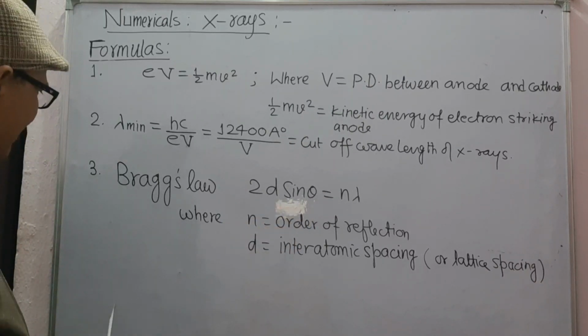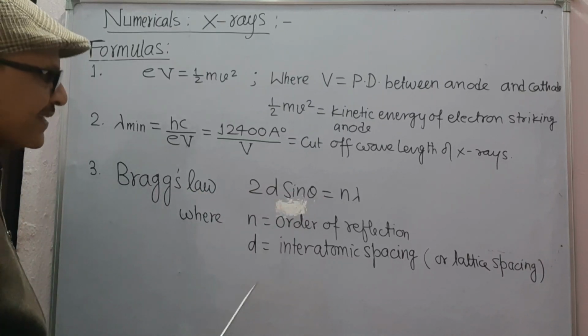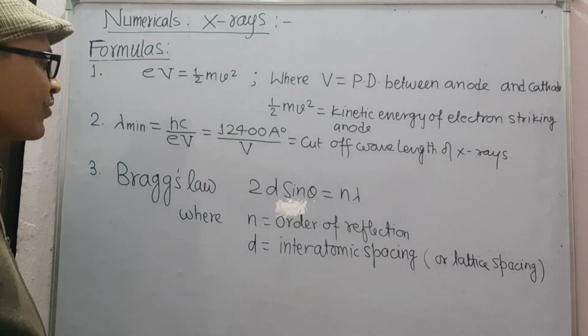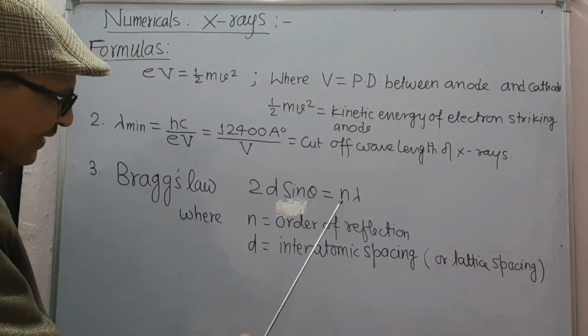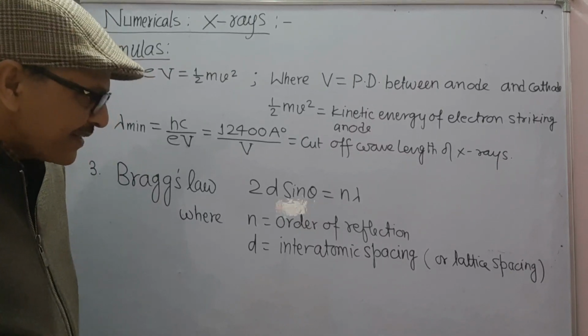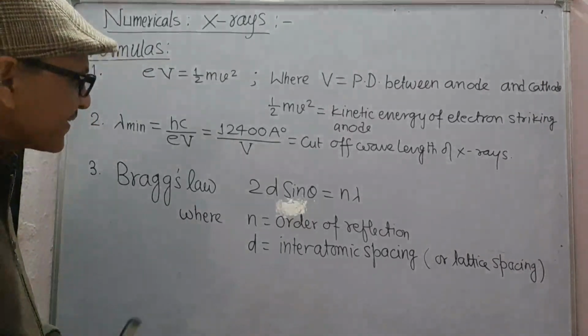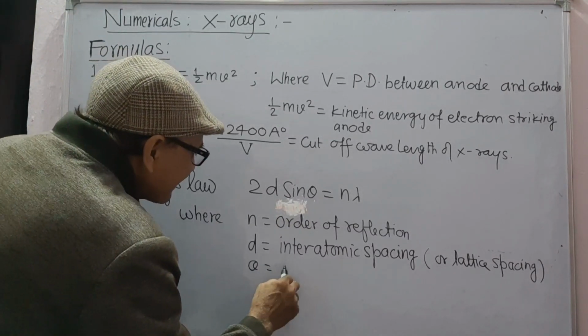Third formula, Bragg's law: 2d sin theta = n lambda, where n is the order of reflection and d is the interatomic spacing, also known as lattice spacing. Here theta is the glancing angle.